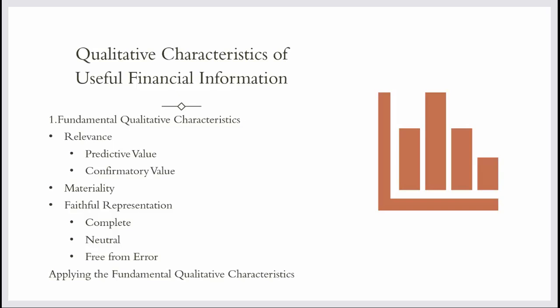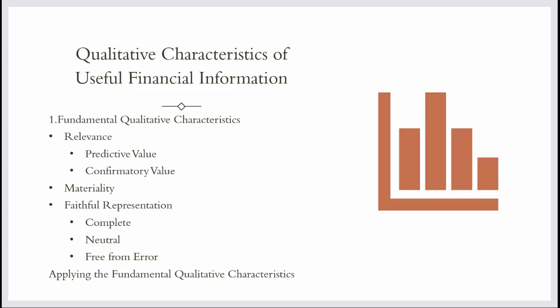Free from error. If a company estimates the value of an asset, it should clearly state that it is an estimate and explain the method used to derive the estimate. For example, if company XYZ estimates that its inventory is worth $500,000, it should explain that this is based on the lower of cost and net realizable value method and describe how the estimate was calculated.